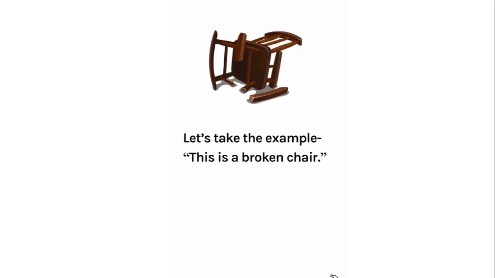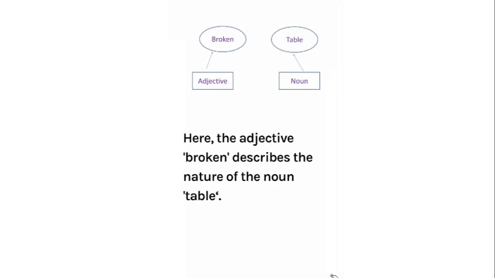This is a broken chair. So here the adjective broken describes the nature of the noun table. As you can see here, broken table. The word broken, which is an adjective, is describing the nature of the noun table. An adjective of quality describes the quality or nature of a person or thing. It usually answers the question, what kind of?